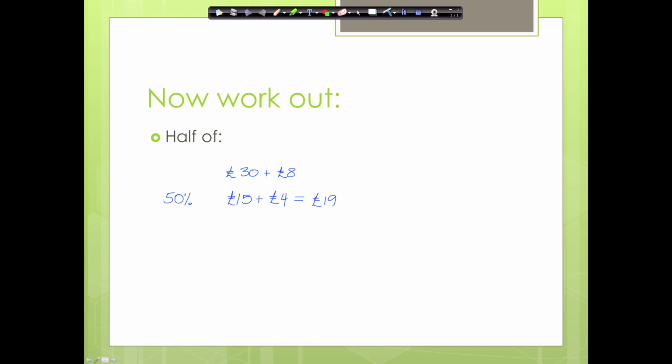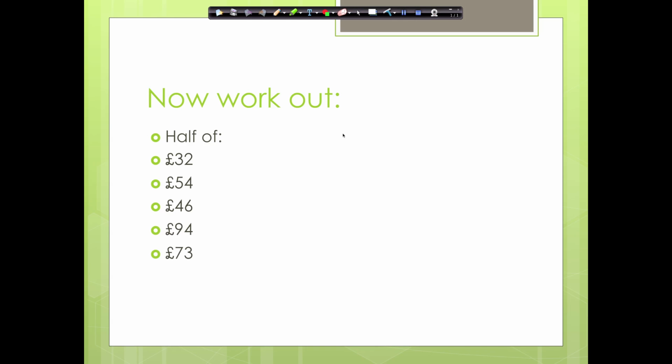Okay, now we want to work out half of £32, half of £54, half of £46, half of £94, and half of £73. Okay, so just pause and quickly work those out.